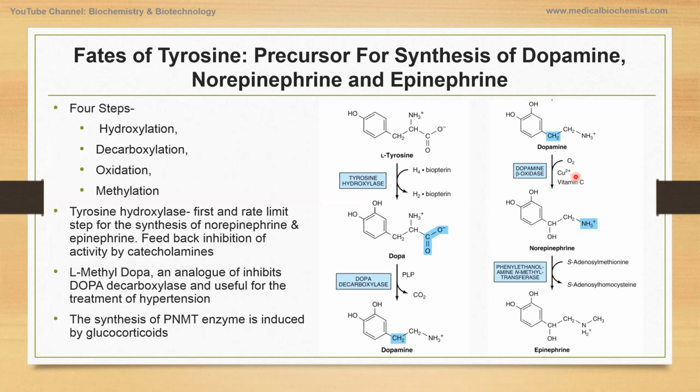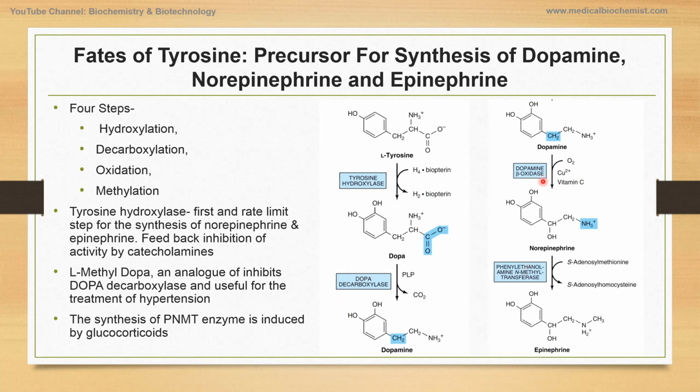So this tyrosine and phenylalanine is also a precursor for the synthesis of dopamine and norepinephrine, and the reaction is given here. There are 4 steps. First is the hydroxylation of tyrosine by tyrosine hydroxylase. Again, this is an enzyme that requires tetrahydrobiopterin as a cofactor. Then the decarboxylation of this DOPA formed by an enzyme called dopa decarboxylase to form dopamine.